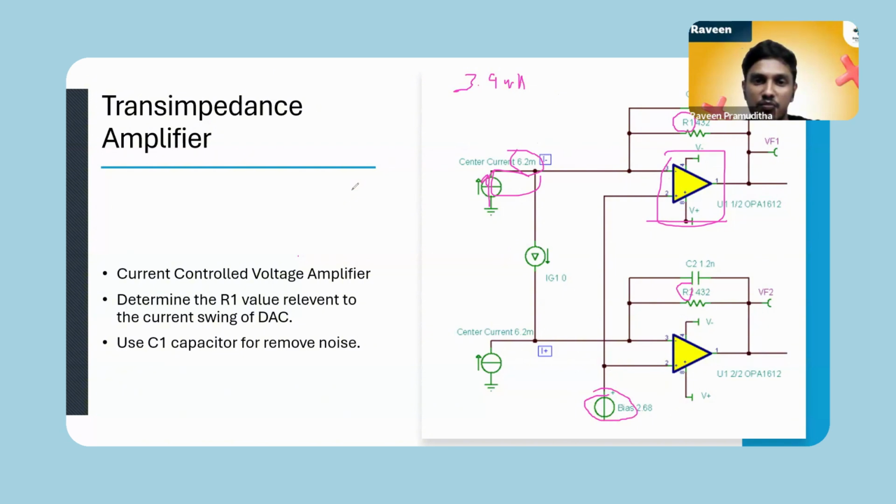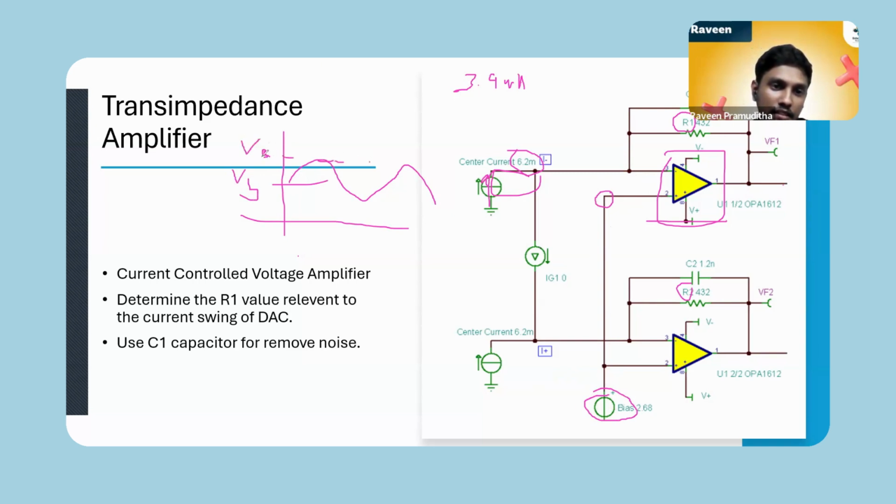I need to add some voltage bias because I need to keep this output voltage always on the positive side. So I added some DC bias voltage in here. This is the purpose of adding bias voltage to the positive side of the op amp. So I add VB for this, and I have some V swing voltage in here, because there is a swing current in the output from the digital to analog converter. So there is also a voltage swing in the circuit.